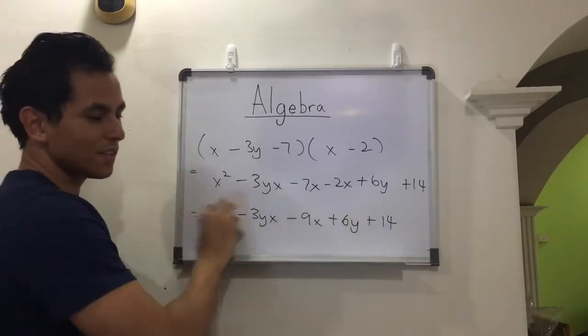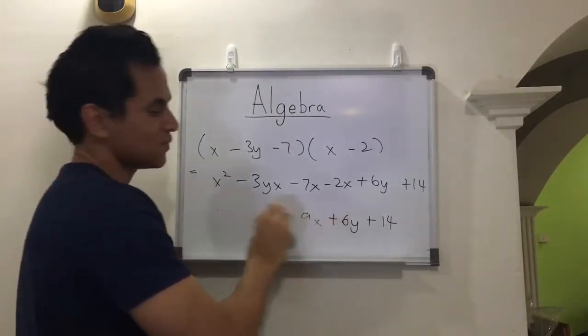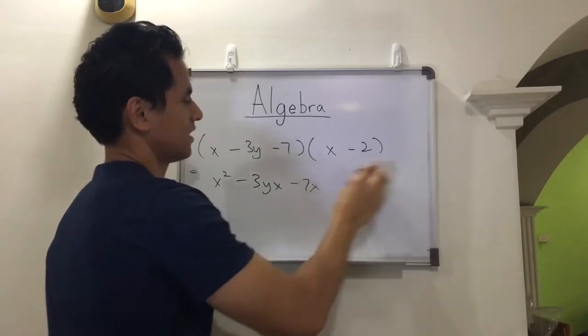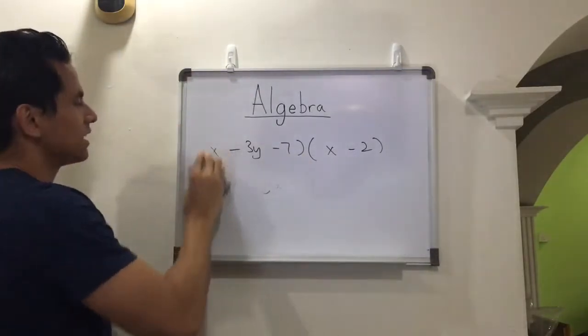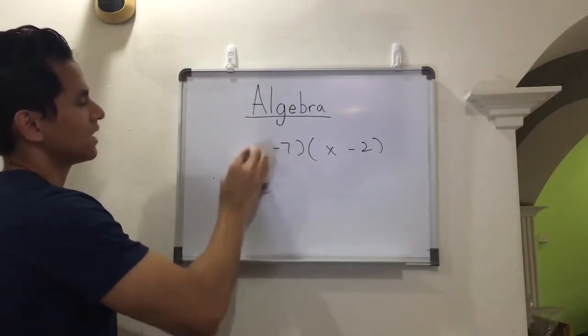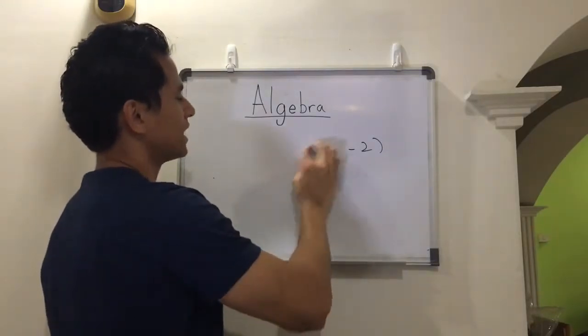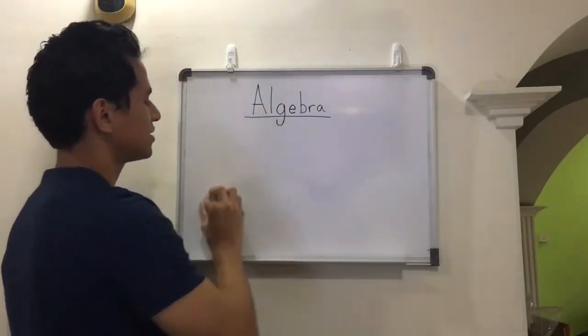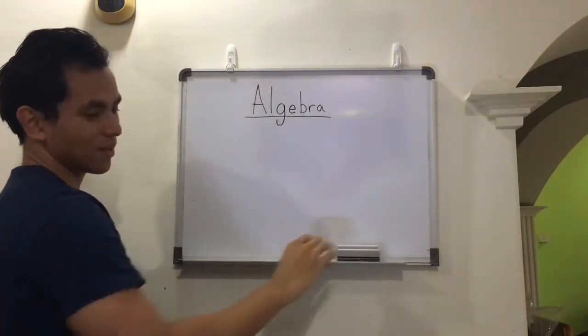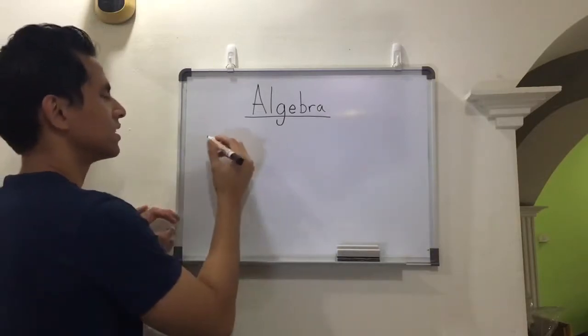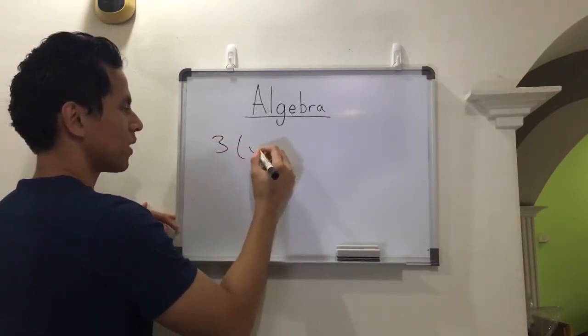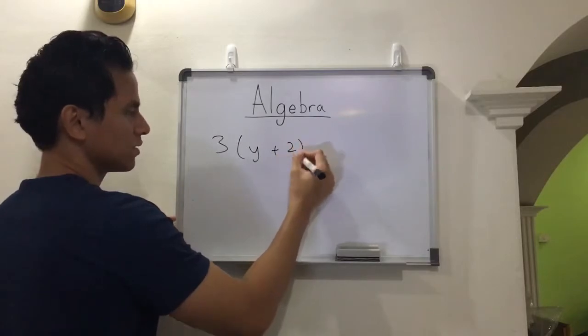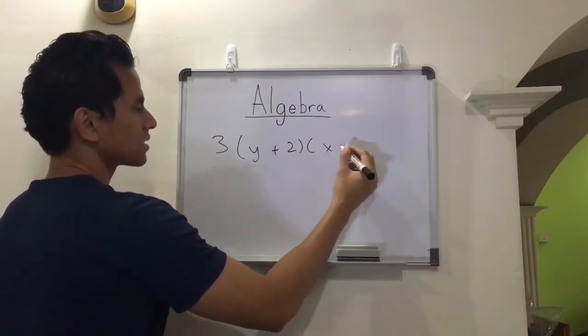Okay, so moving on to the last example in this video. Let's say we have a question where we are multiplying terms in brackets and a number outside the brackets. So what I mean is 3(y + 2)(x - 3).